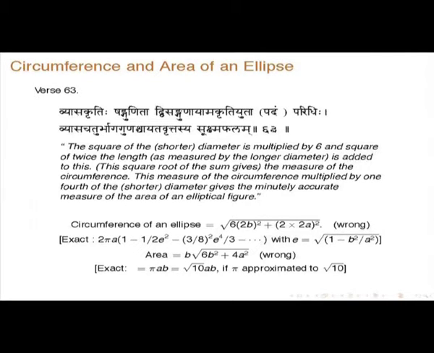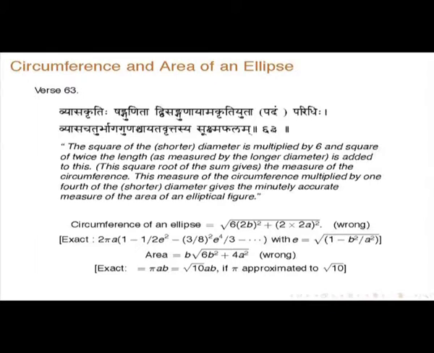Okay. Then the circumference and area of an ellipse, the square of the Vyasakrutihi Shadgunita Dvisangunayama Kruti Yuta Padam Paridihi Vyasa Chaturbaga Gunascha Ayata Vruttasya Sukshma Phalam. The square of the shorter diameter is multiplied by 6, and the square of twice the length as measured by the longer diameter ayama is added to this. This square root of the sum gives the measure of the circumference, and this measure of the circumference multiplied by 1/4 of the shorter diameter gives the minutely accurate measure of the area of an elliptical figure.